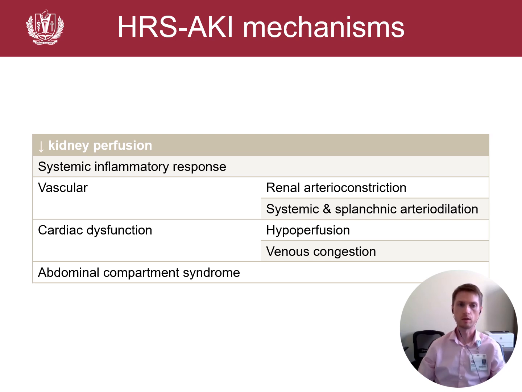There's a major component of a systemic inflammatory response. There are also vascular mechanisms, namely the renal arterial constriction and also arteriodilation in other portions of the systemic circulation, including splanchnic pooling. There's also a component of cardiac dysfunction, which leads to arterial hypoperfusion as well as venous congestion. And along the theme of venous congestion, there is also an abdominal compartment syndrome, which may also have a component from accumulation of ascites.